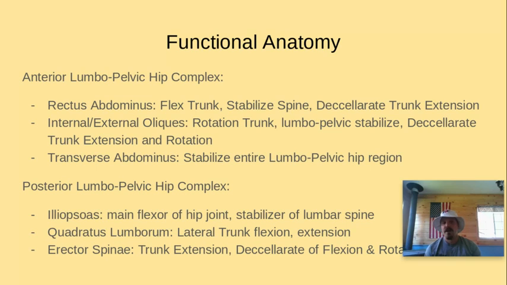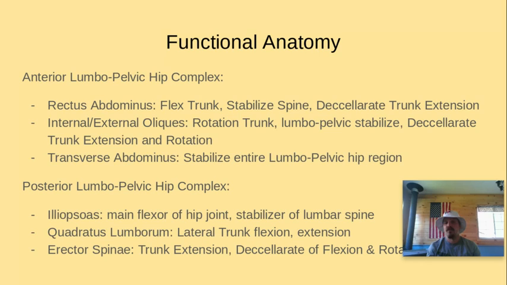The posterior complex, we're looking at our iliopsoas. It is the main hip flexor of the joint. Some people call it the true hip flexor. And it also stabilizes the lumbar spine. From the structure slide, you can see how it goes up through the pelvis and attaches on the anterior surface, or the front surface, of the lumbar spine.